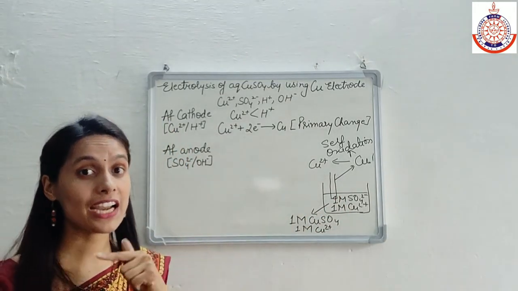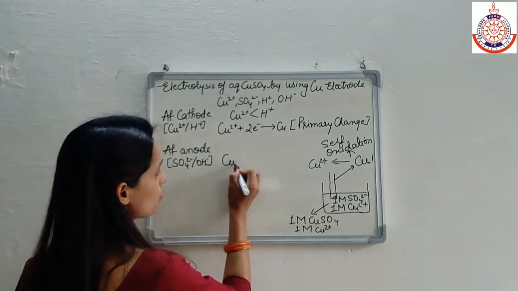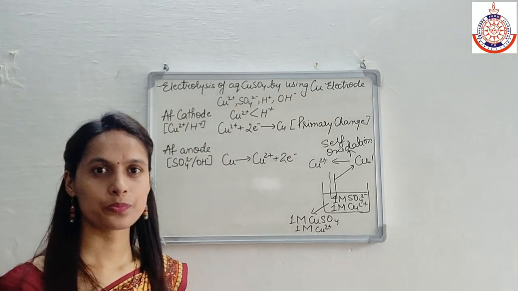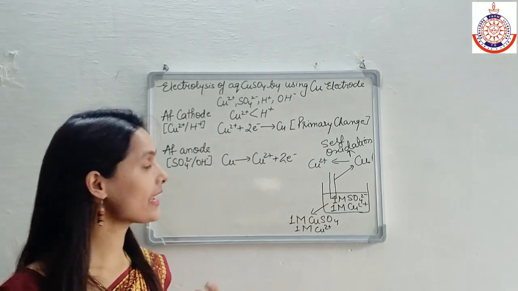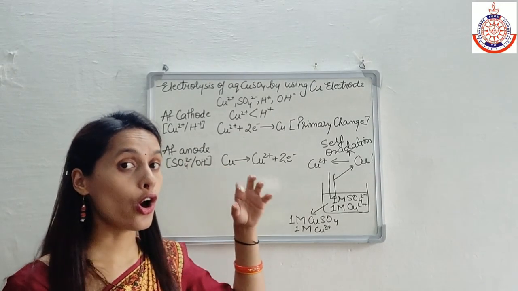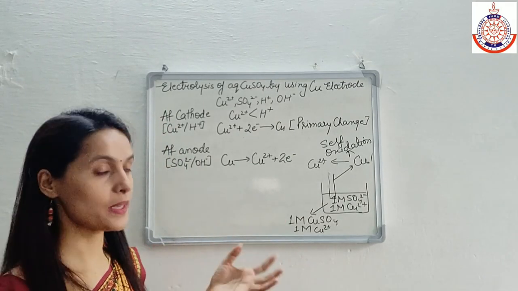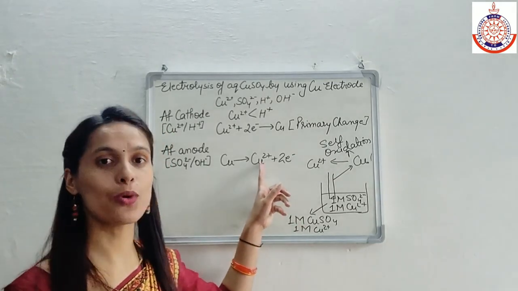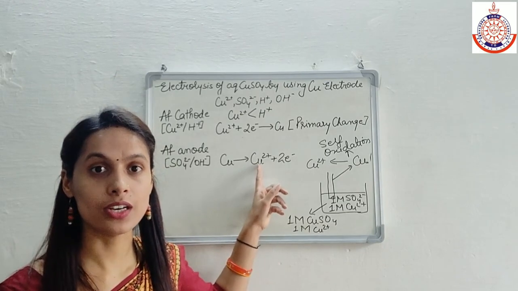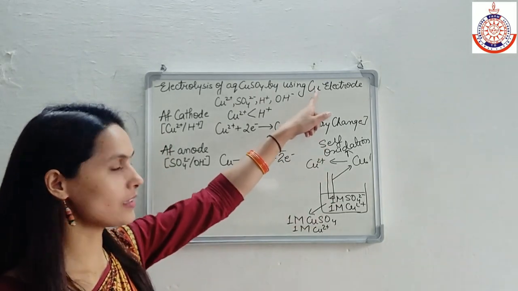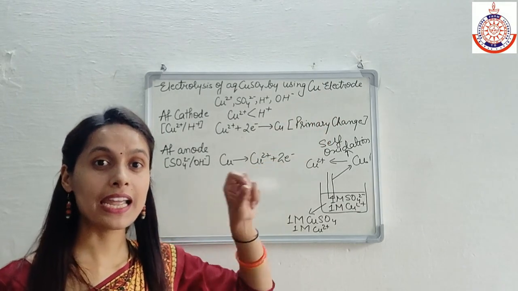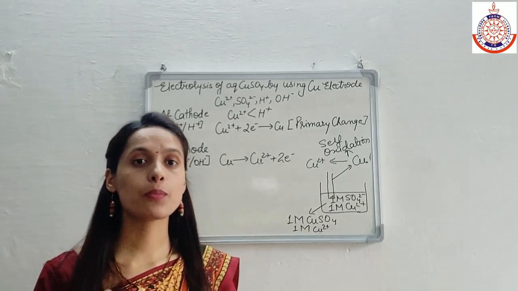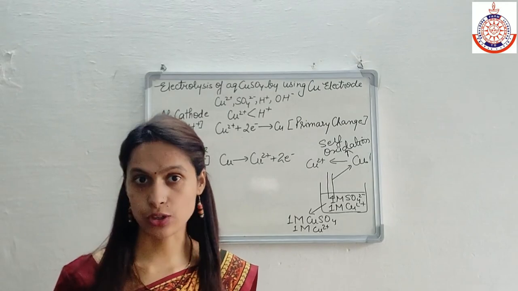So at the anode, the reaction I get is Cu gets converted into Cu2 positive plus 2 electrons. It means at the anode, neither do I get SO4 2 negative, nor do I get the neutral species from OH negative. Instead of the neutral species, I get a Cu2 positive species which is present in the solution. And why is this so? Because of the presence of the copper electrode. So, in this way, the nature of the electrode affects the type of product which we get at the anode and at the cathode.